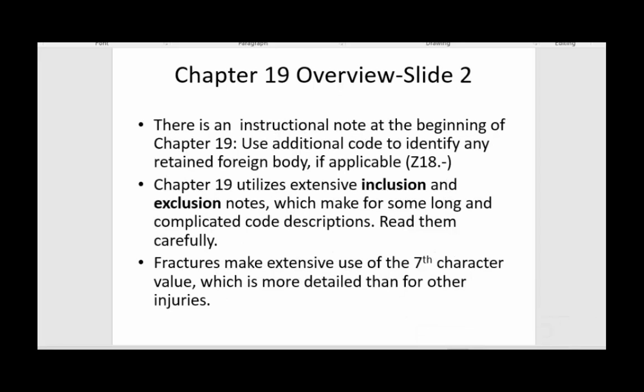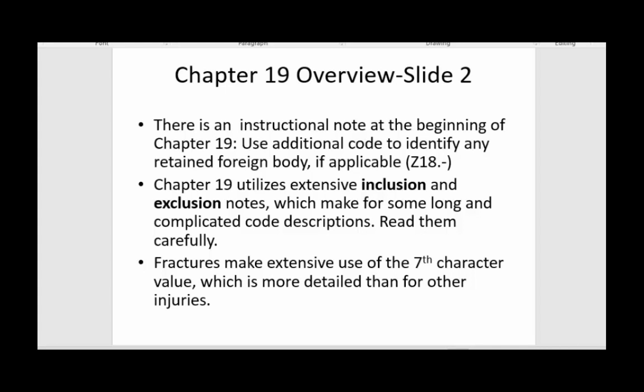There is also an instructional note at the beginning of Chapter 19 advising the coder to use an additional code to identify any retained foreign bodies, if that's applicable to the case that you're coding, and that is a Z18 point dash code. Chapter 19 has extensive inclusion and exclusion notes, which makes for very long and complicated code descriptions. It's important that you take the time to read those, because otherwise you are going to be breaking some of those excludes one notes. Fractures make extensive use of the 7th character value, which is a lot more detailed than what we've done so far in this course.